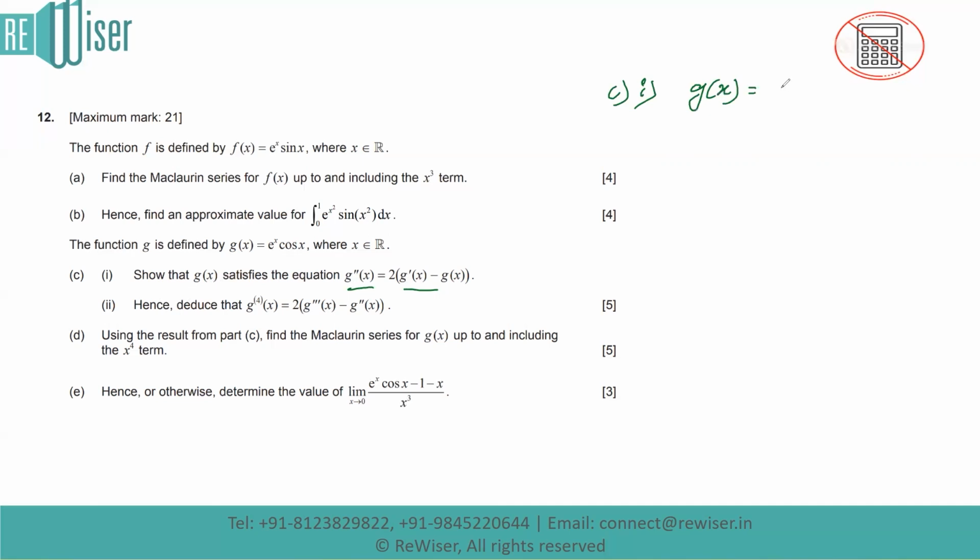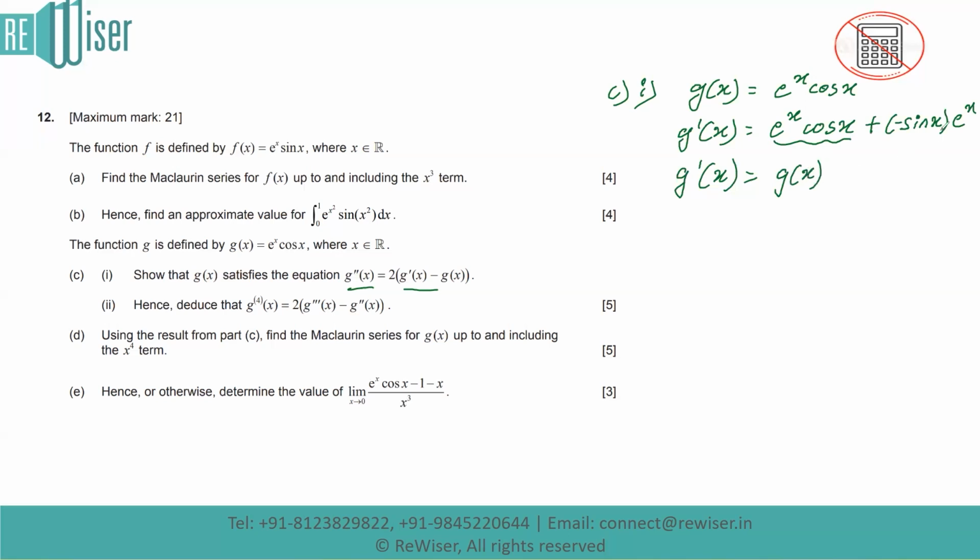g of x is given as e power x into cos x. So now when I differentiate this, I need to differentiate it using the product rule. So the derivative is going to be the derivative of the first term, which is e power x itself, multiplied by cos x, plus the derivative of the second term, which is minus sine x into e power x. Now you can also write it as g dash of x is equal to, this is the same as g of x. I'm just going to replace it with g of x, and this is nothing but minus e power x into sine x.